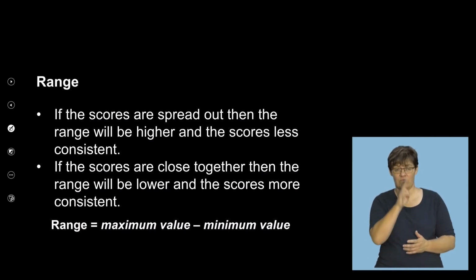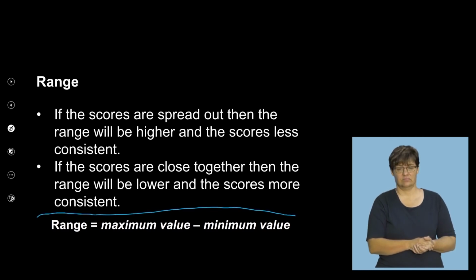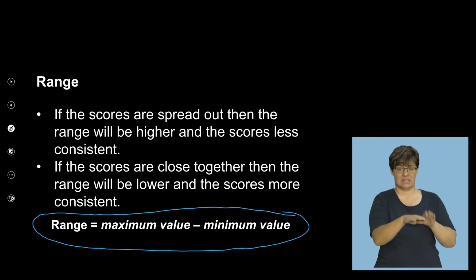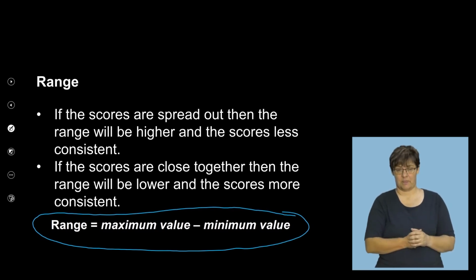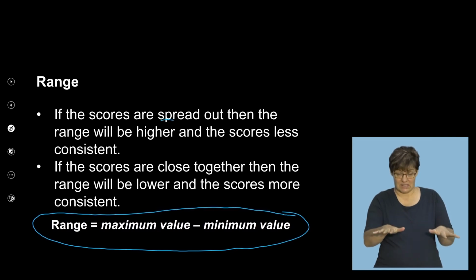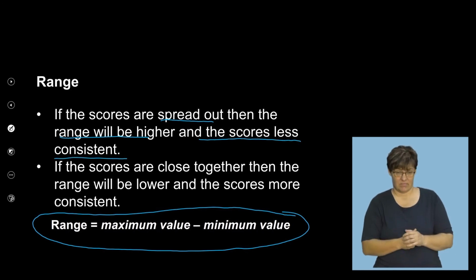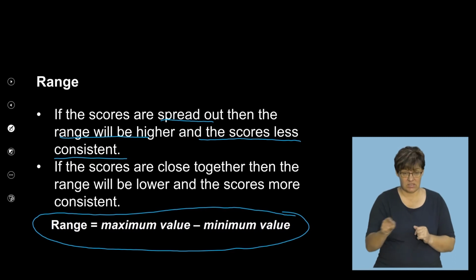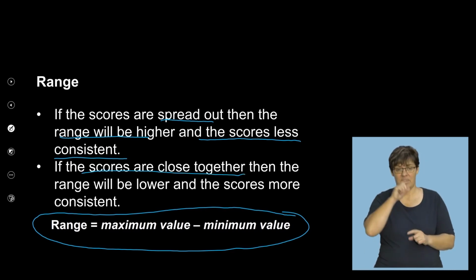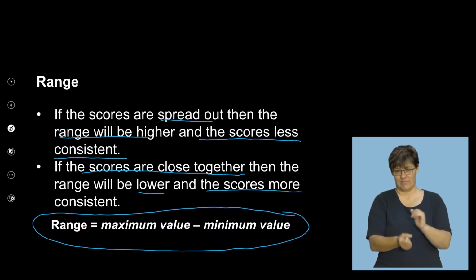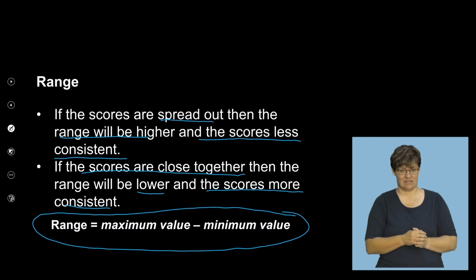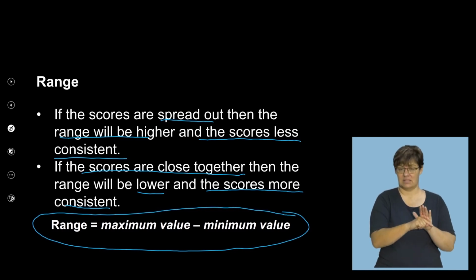Now let's look at the range. We can say the range is the maximum value minus the minimum value. If the scores are spread out, then the range will be higher and the scores less consistent. If the scores are close together, then the range will be lower and the scores more consistent. We've discussed that. The range can be given by the maximum minus the minimum value.